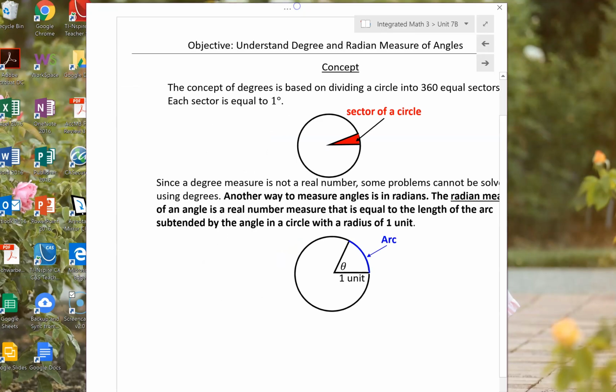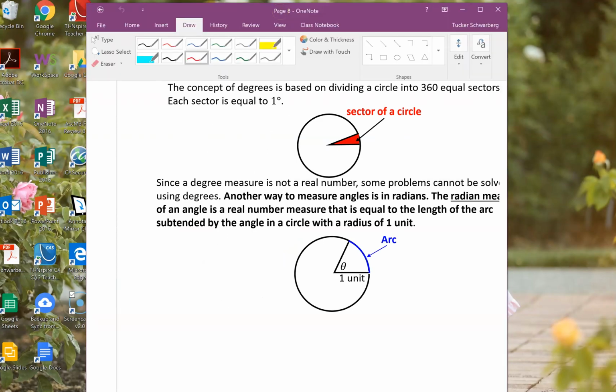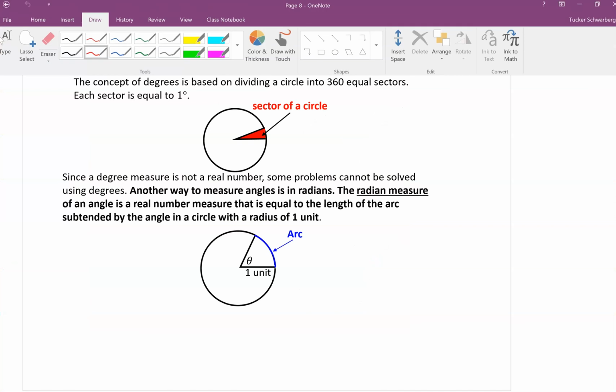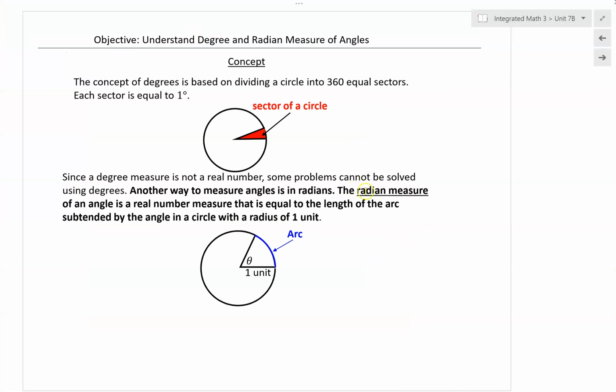Now, the radian measure of an angle is the real number measure that is equal to the length of the arc subtended by the angle in the circle with a radius of 1 unit. So this is kind of where the idea of a radian is coming from. You don't really need to know that. It's just kind of how we get this value, okay?